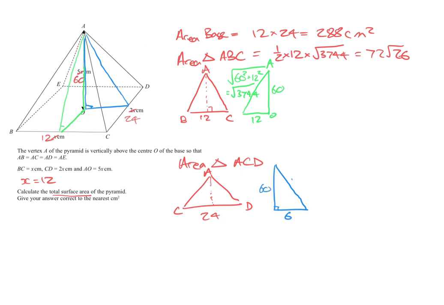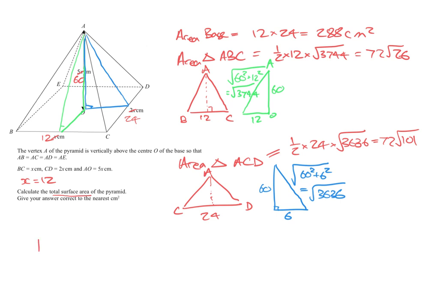So the long side, the hypotenuse here, is going to be the root of 60 squared plus 6 squared, which equals the root of 3636. Now I can work out the area of my triangle. So the area of my triangle is equal to a half multiplied by the base, which is 24, multiplied by the perpendicular height, which is my root 3636, which simplifies to 72 root 101. So now I've worked out the areas of my three shapes. I just need to add up the correct amount of each of them.